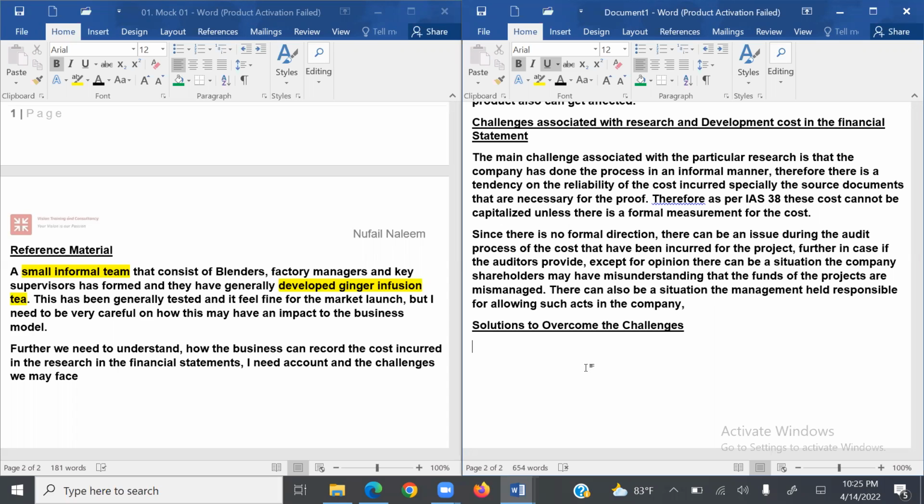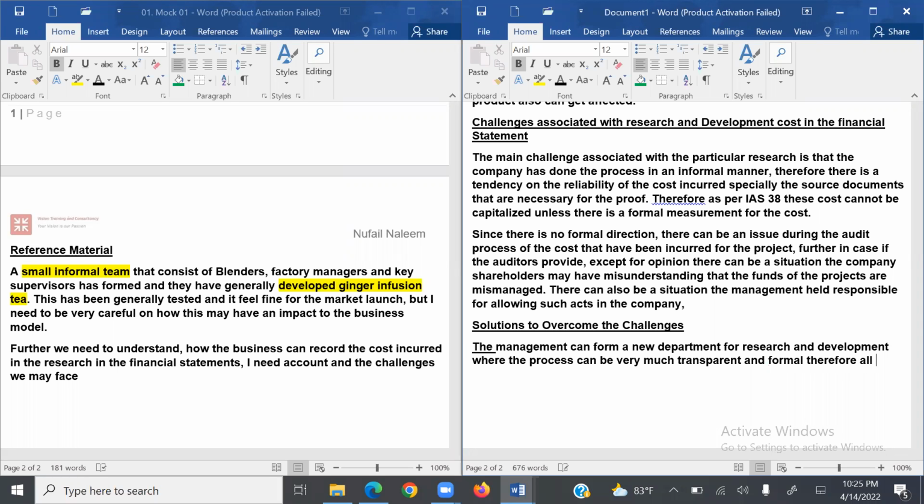Because again, telling students this question answer, whatever we learn in the class, you need to unlearn. But on the exam day, remember the techniques, because you need to write the answer which is relevant to the situation. So I'll write down here. The management can form a new department for research and development where the process can be very much transparent and formal.